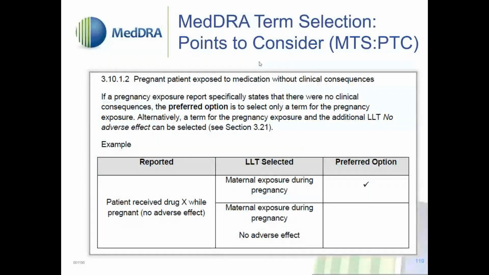Here's a screenshot of the related guidance in the points to consider document. In the same chapter, you also find explanations of how to handle coding of events in the child or fetus due to drug exposure of the mother or father. You see that again, the preferred option is to code just the maternal exposure during pregnancy if no adverse effect is reported. But of course, you have the option to also choose the alternate approach, but then again, document your approach in your coding conventions and apply it consistently.